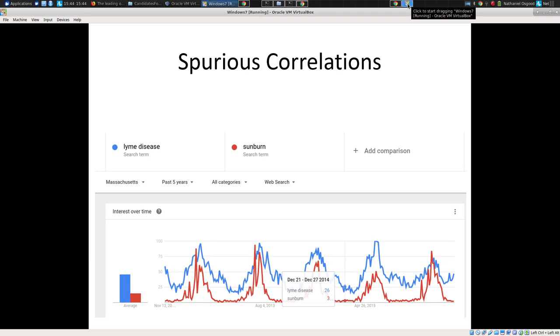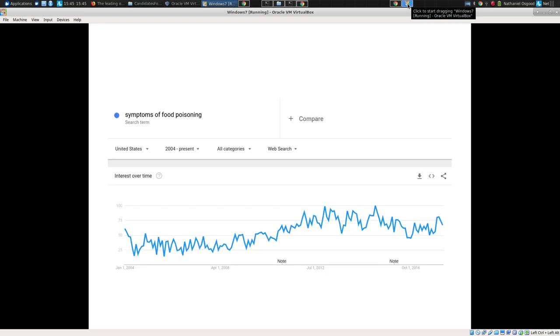On the other hand, you can get spurious correlations, right? Here's one with limited direct causal connection: Lyme disease and sunburn. What's the common interest here? Well, people are outside in the summer, right? They're getting exposed, there are various environmental risks. So just because you see correlation does not necessarily imply causation.